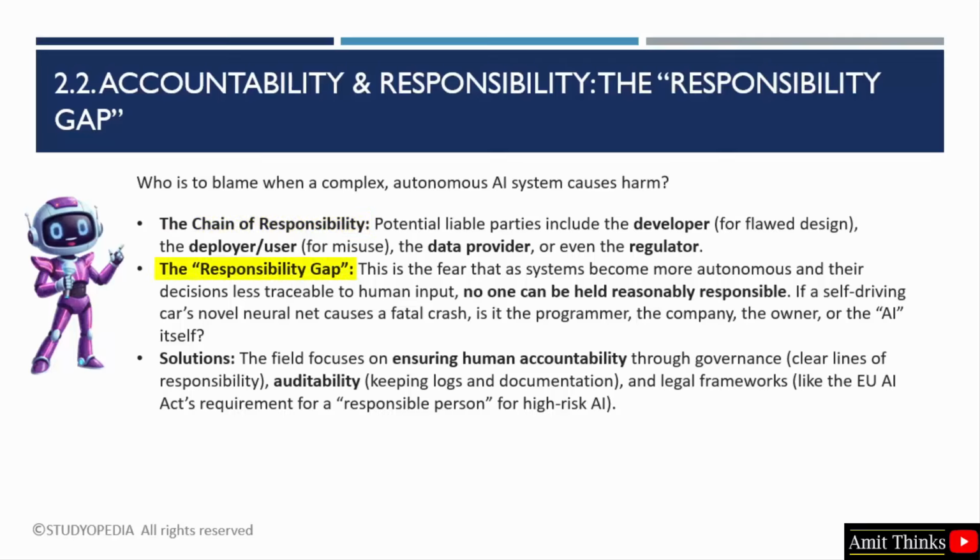The responsibility gap: as AI grows more autonomous and decisions become less traceable, assigning blame becomes harder. If a self-driving car's neural net causes a fatal crash, then who is responsible? The coder, company, owner, or the AI? Solutions: addressing this involves governance, auditability, and legal rules.